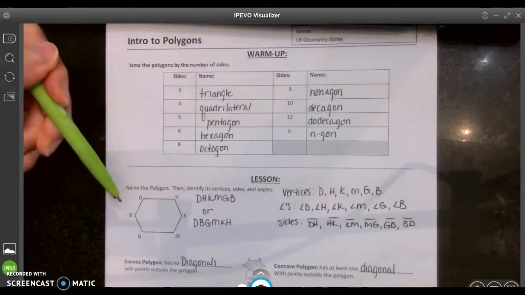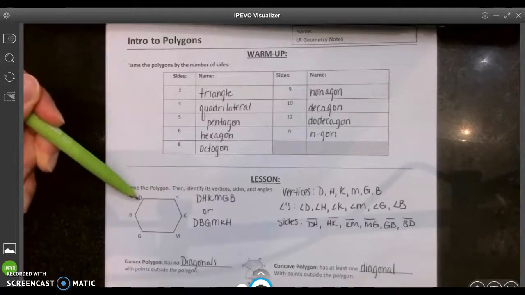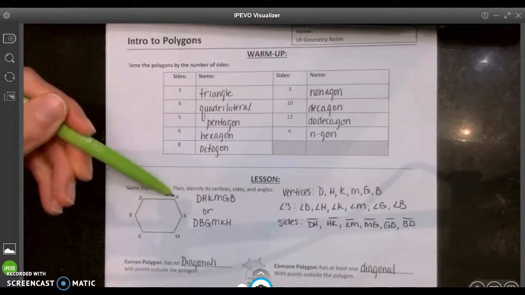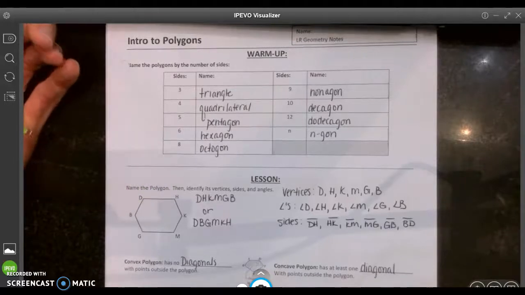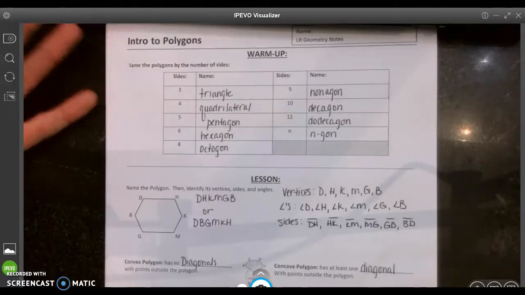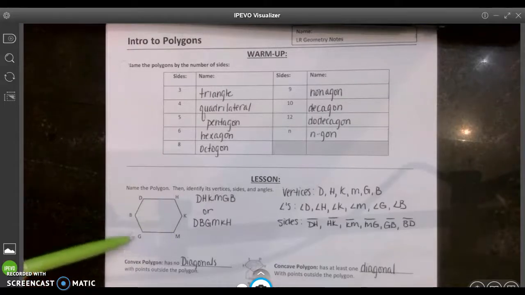So just like with a lot of things that we do in class, that's not the only name for it, because you can see I have an or. I could have started with that same letter and went counterclockwise and called it DBGMKH. The key is to not skip any letters and not skip around. I could have started with a completely different letter. I could have started with M and went clockwise and called it MGBDHK, or went the other direction. So there's lots and lots of names for this polygon.